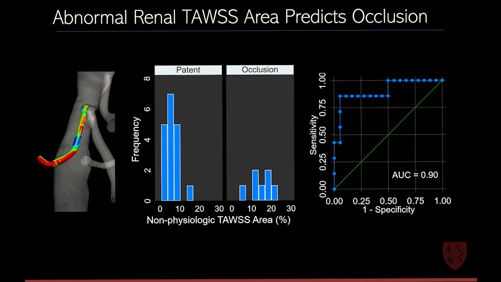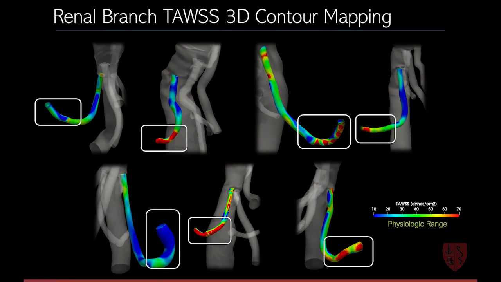So you can see that patent branches had, in general, less than 10% total area of abnormal aortic or branch-related wall shear stress, whereas patients that had occlusive disease or future occlusion had greater than 10%. And this was borne out in our ROC analysis, where greater than 10% abnormal wall shear stress correctly classified over 90% of cases with an AUC of 0.9.